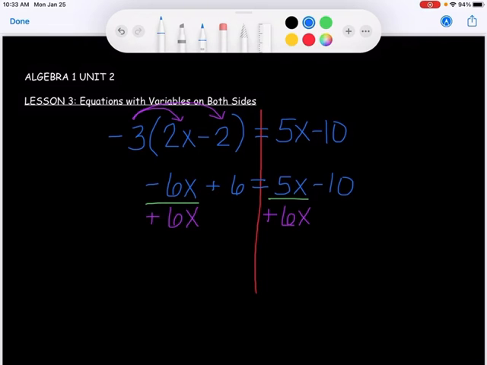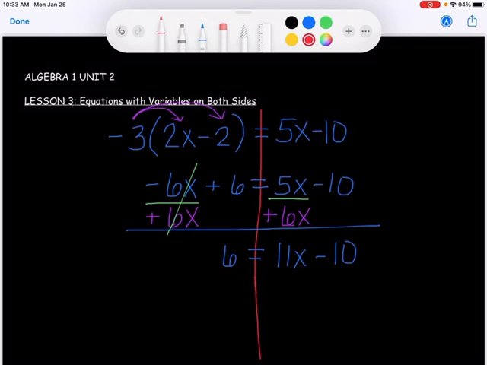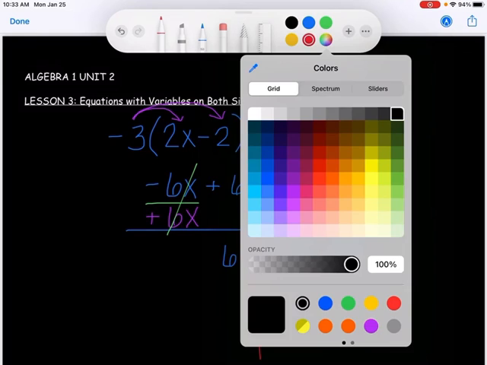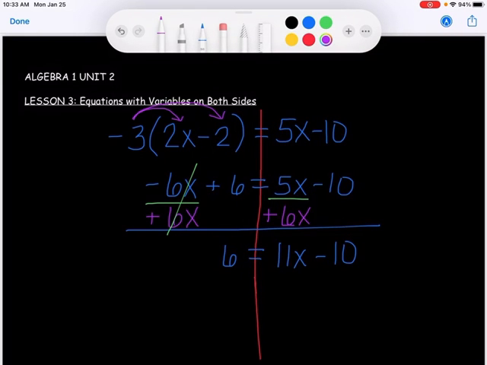All right, so once we do that, these cancel out, and we're left with 6 on this side equals, 5x plus 6x is 11x. Bring down that minus 10. And now we just need to get x by itself. So we need to get rid of the 11, which is being multiplied by the x, and the 10, which we're subtracting. So we're going to deal with addition and subtraction first. So I'm going to get rid of that 10. Remember, we do the opposite operation. So I need to do plus 10 to both sides so that they cancel out on this side.